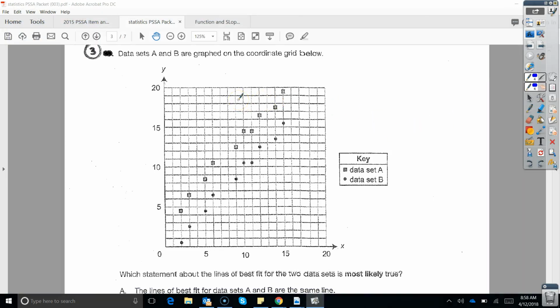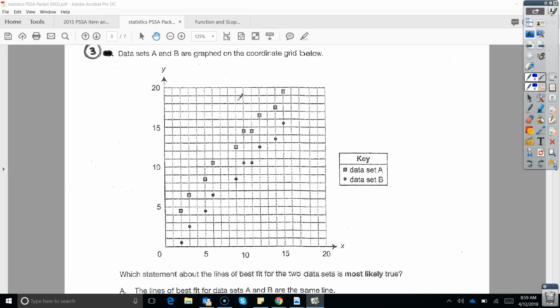In this challenge, what we're going to look at is analyzing graphs. So in this example, this is number 3 in your packet, so if you want to take notes in there. In this case it says data sets A and B are graphed on a coordinate grid below. You can see those graphs that are there.